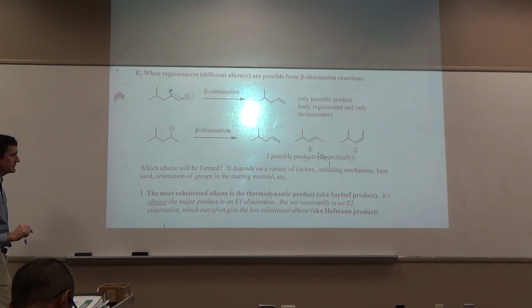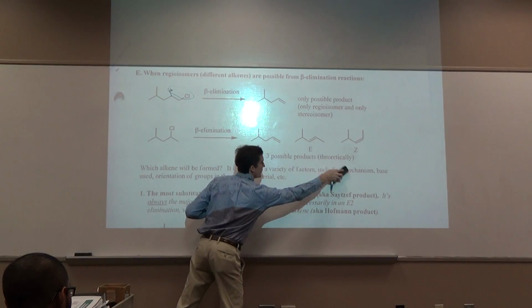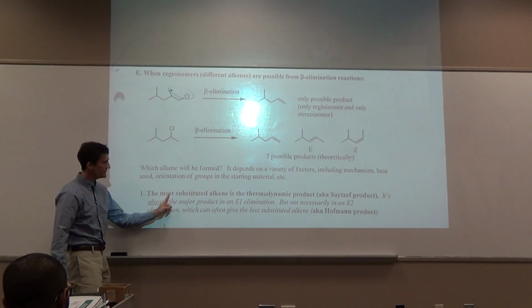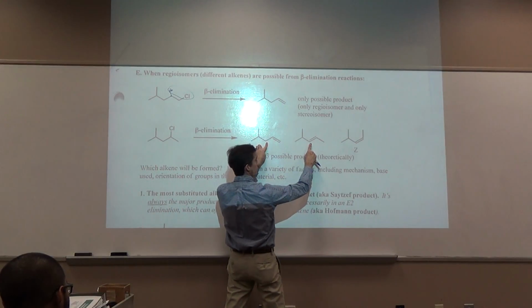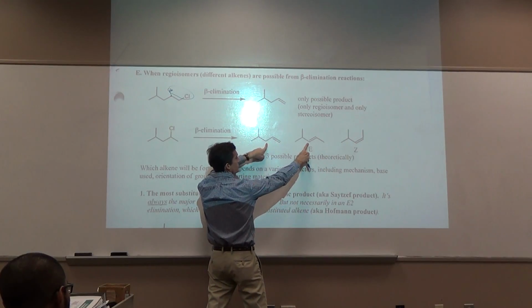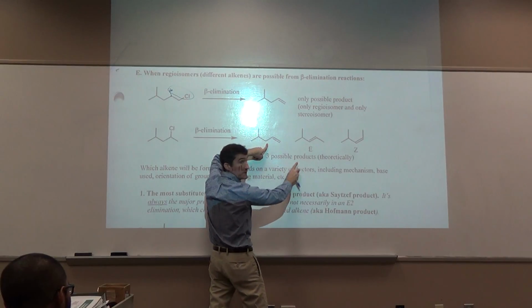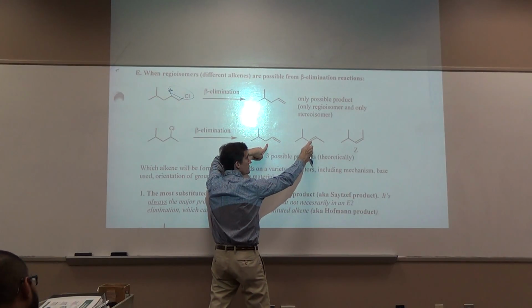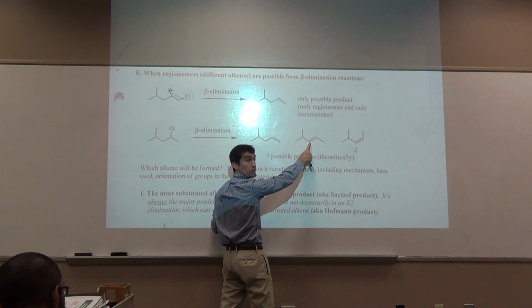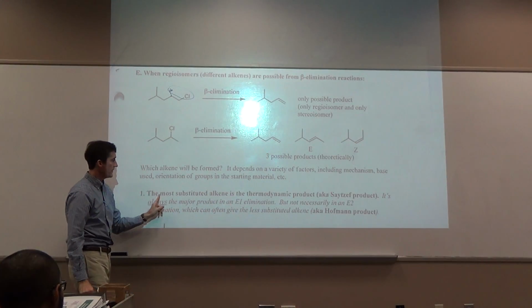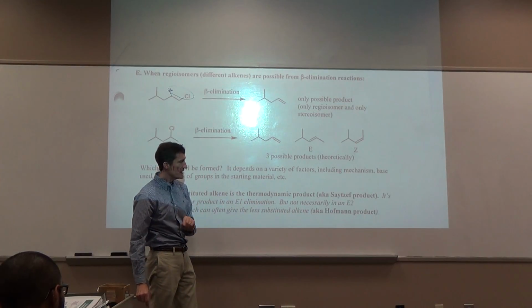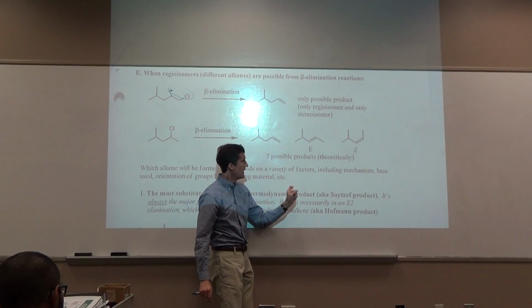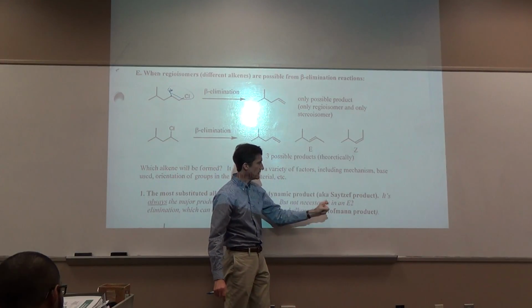But first, let's make some statements here, some terminology to describe these products. The most substituted alkene is the thermodynamic product. Compare these two, as a stereoisomer. Which alkene's most substituted? That one, disubstituted. It's the thermodynamic product. That means it's the most stable product. Okay? The most substituted alkene is the most stable product. That has a name. In the context of this reaction, the most stable product, the most substituted, is called the Zaitsev product.